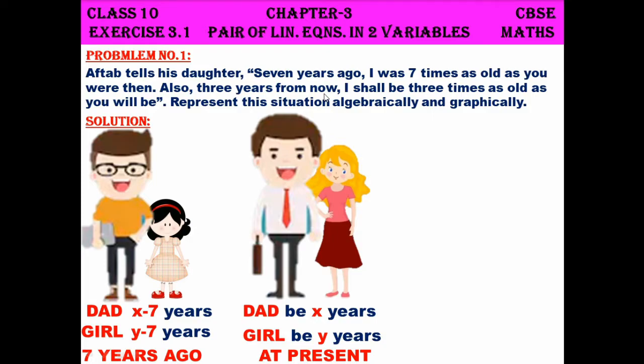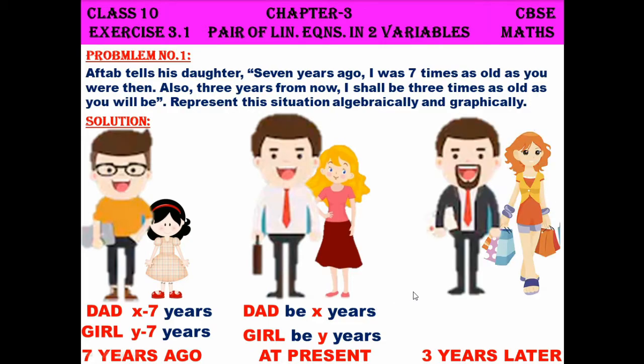And the next relation is about 3 years from now. 3 years from now means after 3 years. So 3 years later, what will be their ages? Now your age is 15. After 3 years, you will just add 3 to it, isn't it? So similarly, the ages of the father and daughter will be x plus 3 and y plus 3.